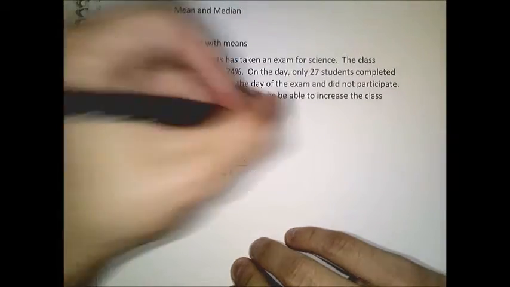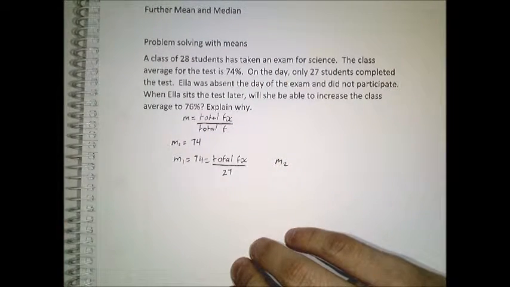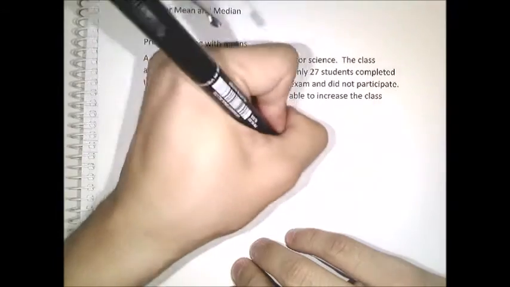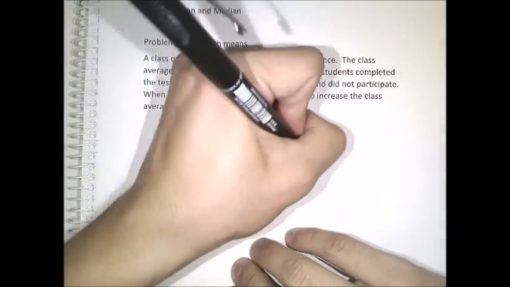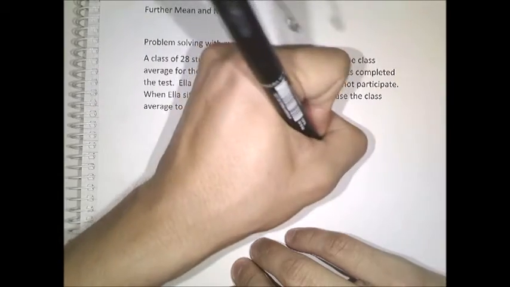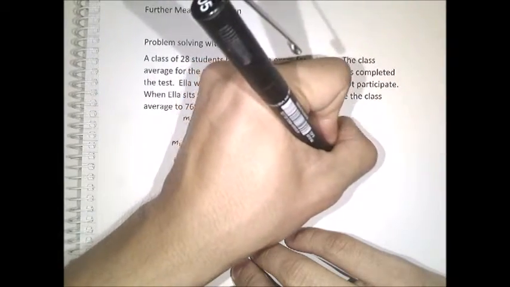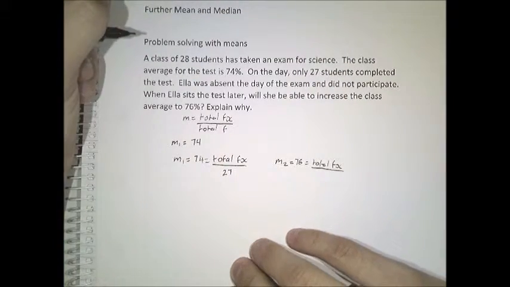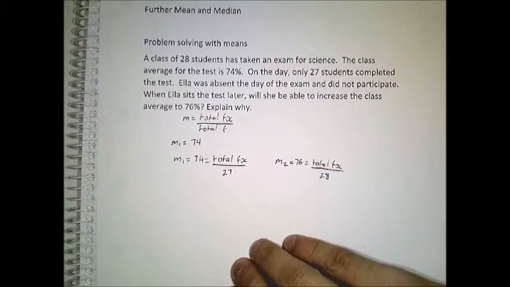We also know that M2, our desired mean of 76%, would be equal to the total fx over the total frequency, which is now 28, once Ella sits the test.